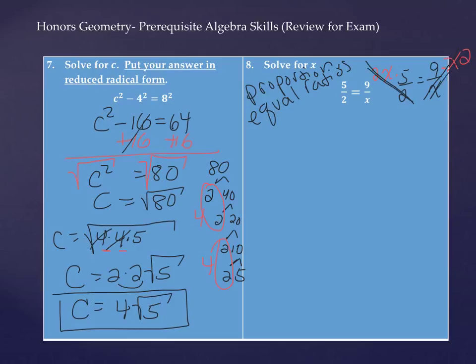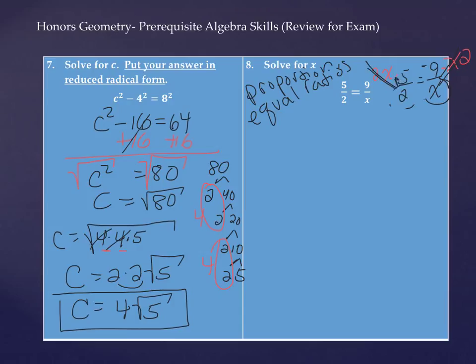So it looks like this 2 here on the bottom just magically moved up and over that equal sign to multiply 9 over here, the numerator. Likewise, the x just magically moved up here. And that's where cross multiplication comes from. It really is just inverse operations at work.